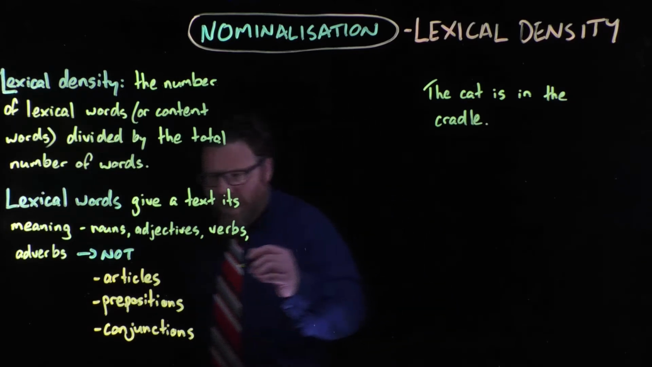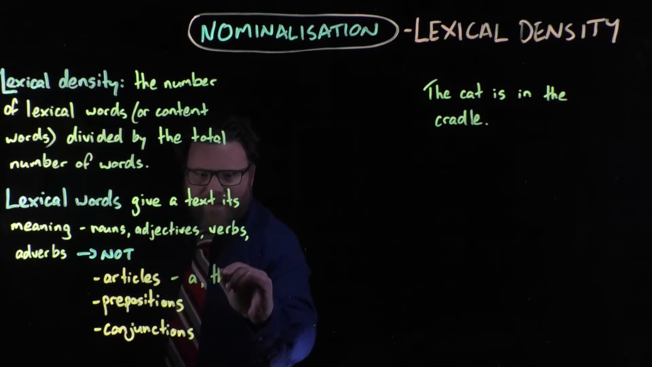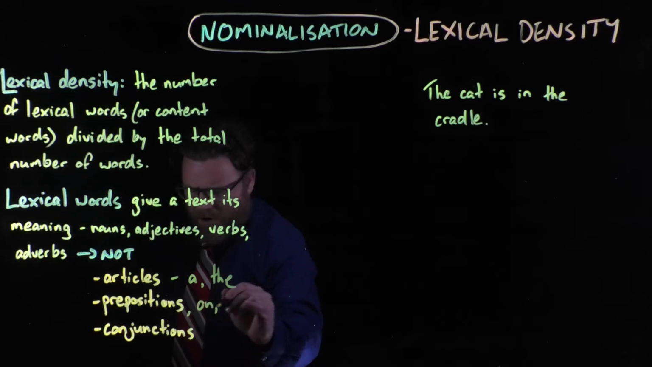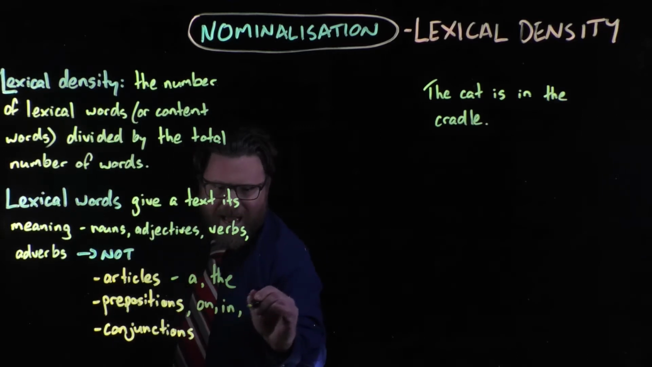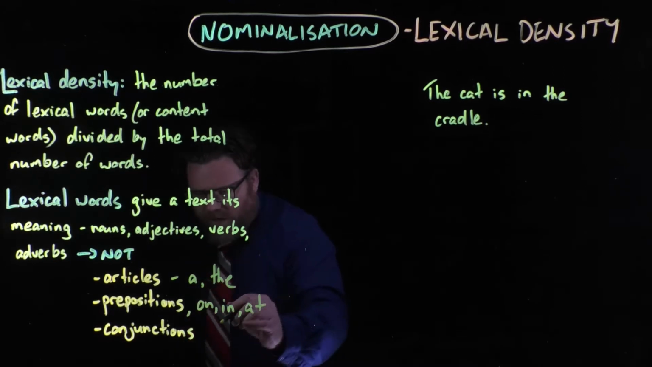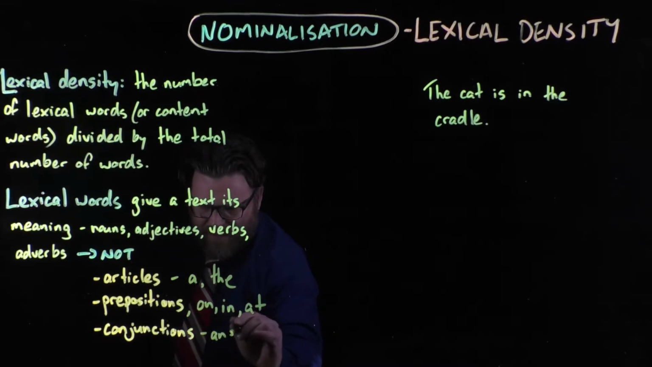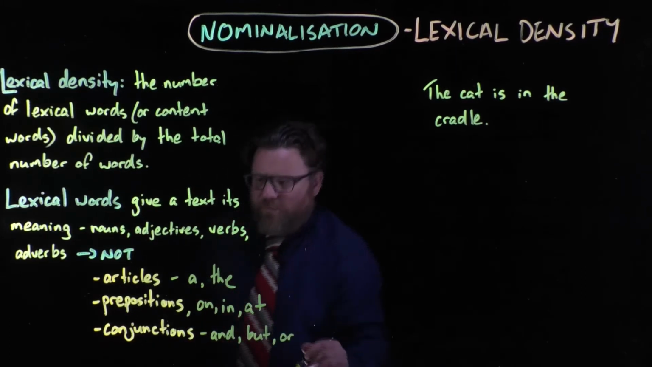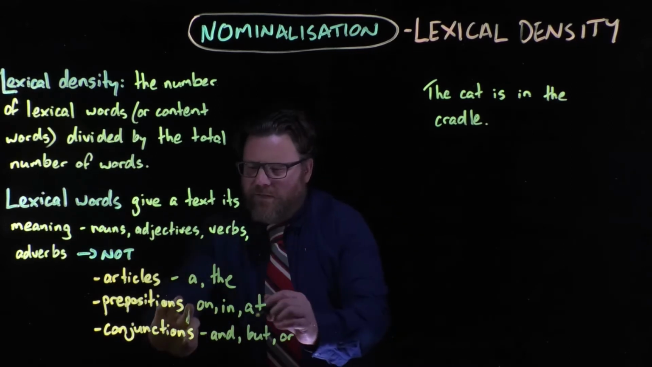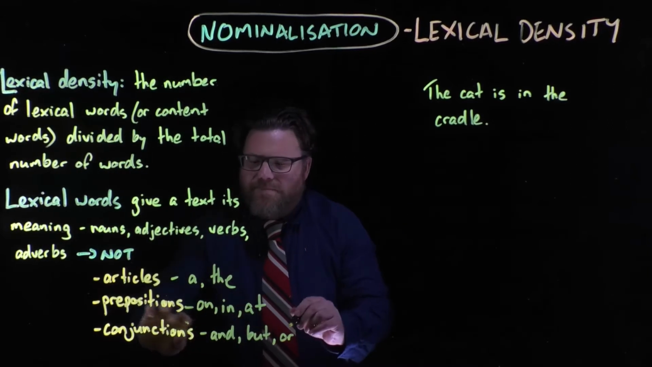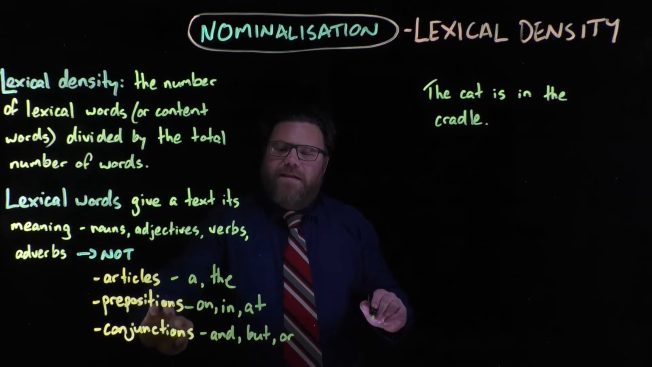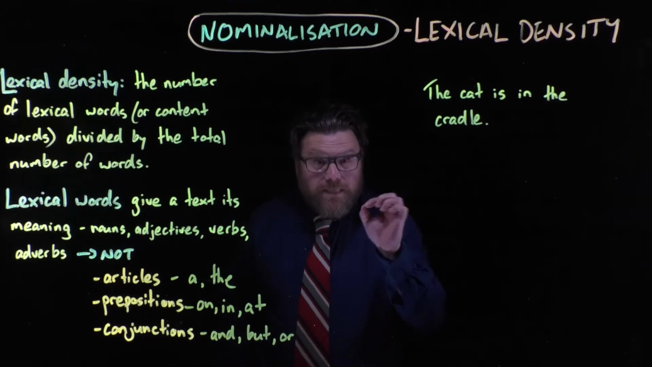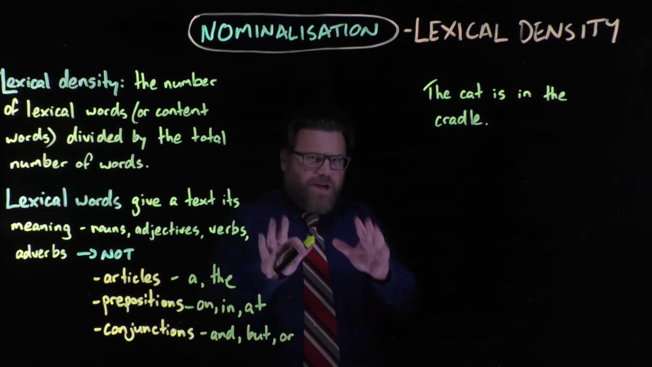So it doesn't include articles like a and the, doesn't include prepositions like under, over, on, in, at, and it doesn't include any of the conjunctions like and or but, or the word or itself. So we get rid of all these little words here that don't actually add meaning to our text, and then we're just left with the lexical words. Then we do this little calculation and we get the lexical density expressed as a percentage. Let me show you how that works.